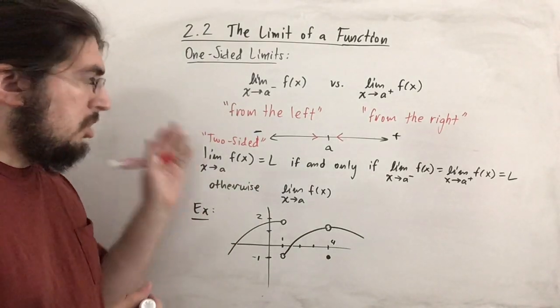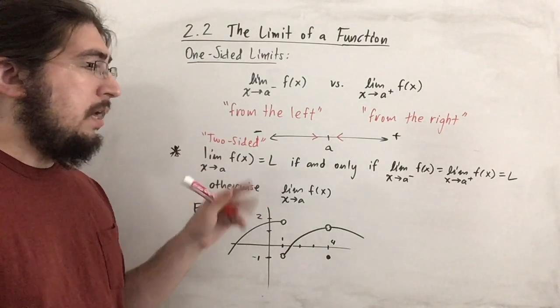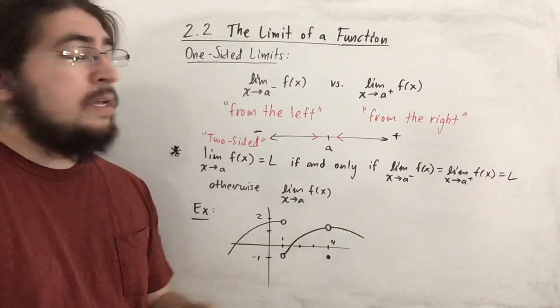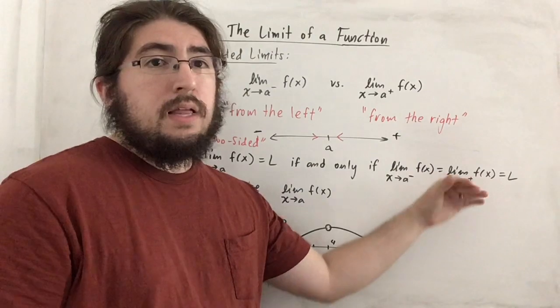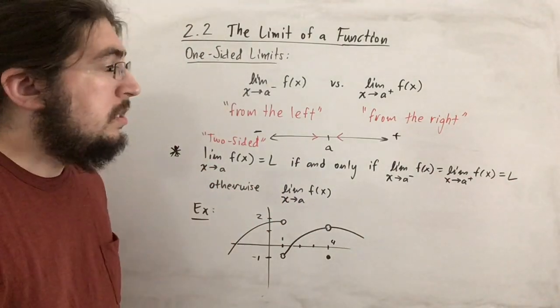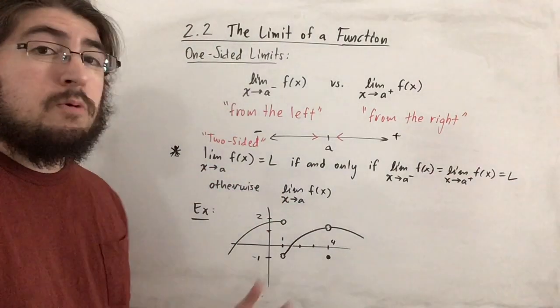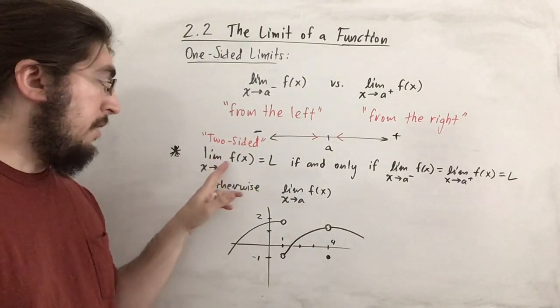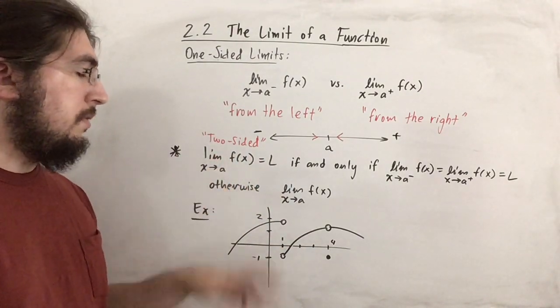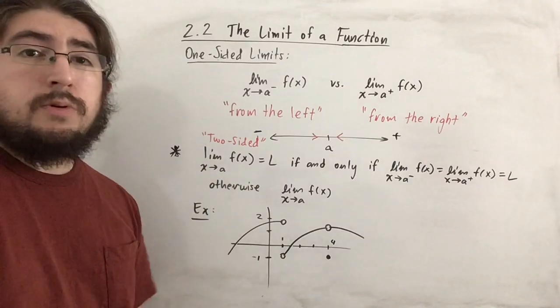So we say that the two-sided limit exists and is equal to L if and only if the left and right-hand limits exist as well and are equal to the same value. So only if your left and right limits both equal L, then your actual two-sided limit, without the funny minus or plus symbol, is also equal to L.